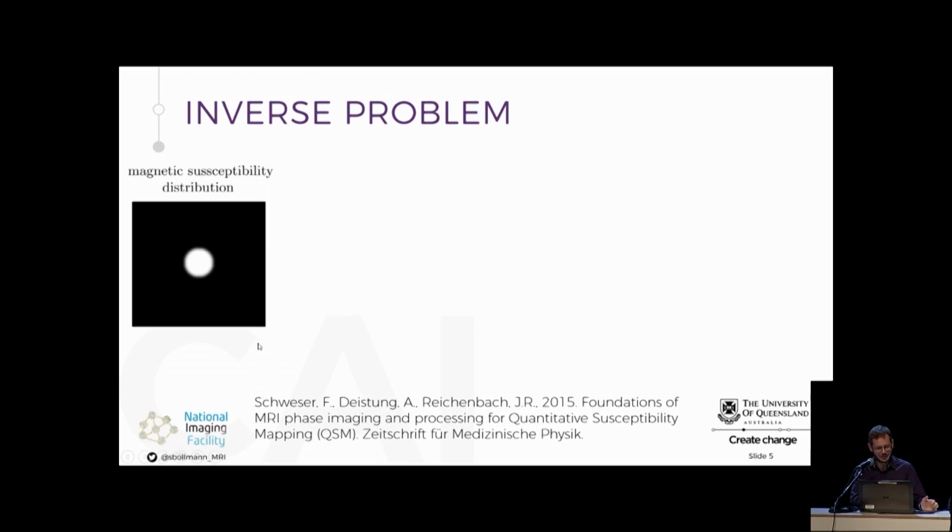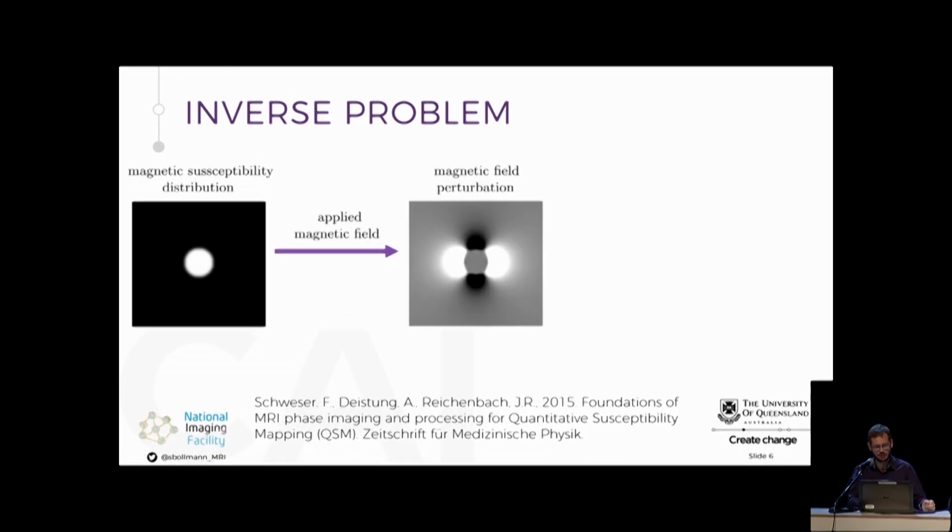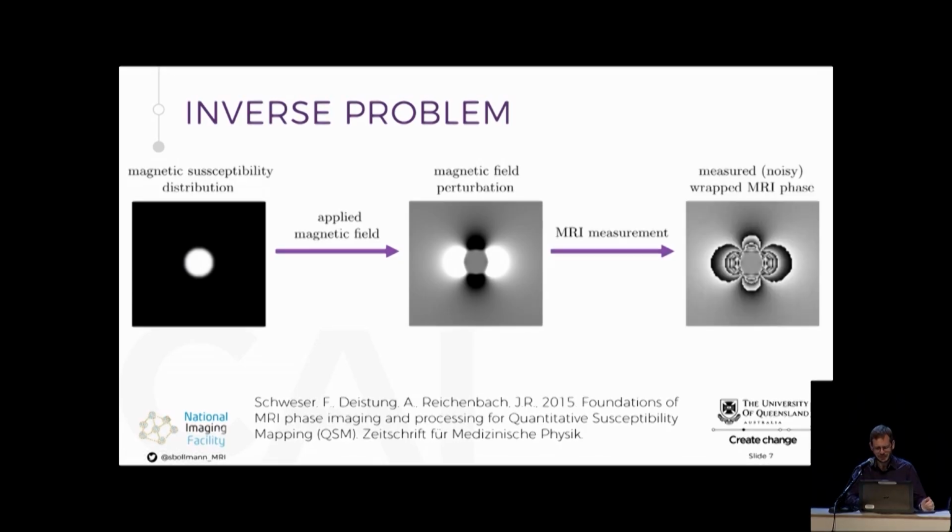So this is a simple toy example. We have a magnetic susceptibility distribution, so a little magnetic source that we put in the magnetic field. And what we get, when we apply a magnetic field, is this magnetic field perturbation. So this looks like this dipolar pattern. It's basically our susceptibility source disturbing the magnetic field. And when we measure it in MRI, we get something that looks like this.